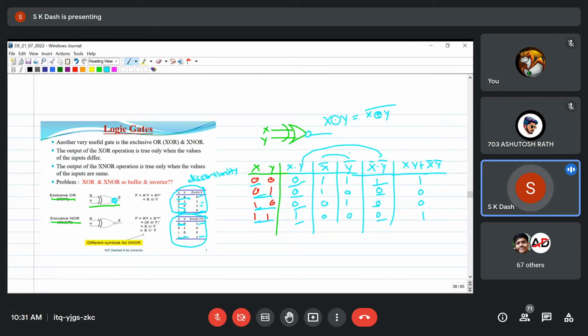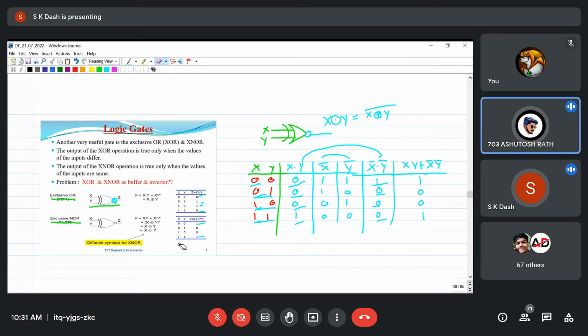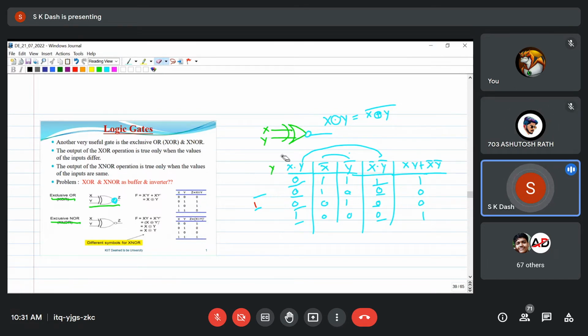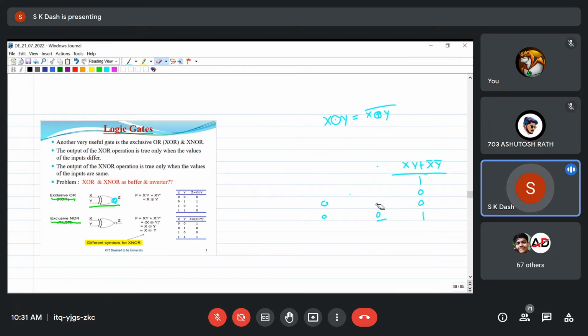Up to this, is it clear? Yes. Yes, sir. Okay. So now a task for you. You find out how we can implement an inverter with the help of an XOR gate. Then we'll see for the XNOR gate.